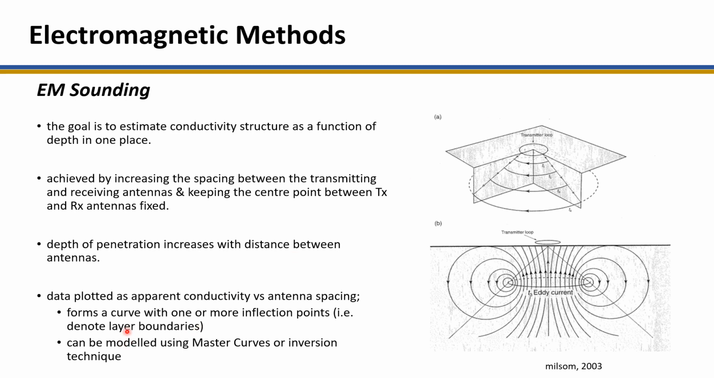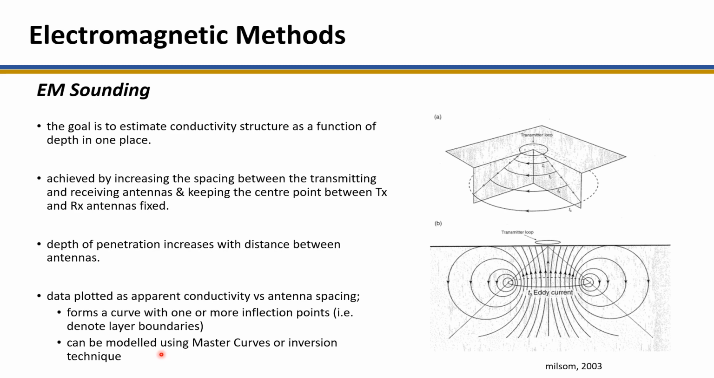The data forms a curve with one or more inflection points, which, for example, denote layer boundaries. The curve of apparent conductivity versus antenna spacing will typically have one or more inflection points. These inflection points tell us the layer boundaries in the subsurface. The inflection points occur because the conductivity of the subsurface changes at layer boundaries. The data can be modeled using master curve or inversion techniques. So this is similar to what we have learned in the VES.